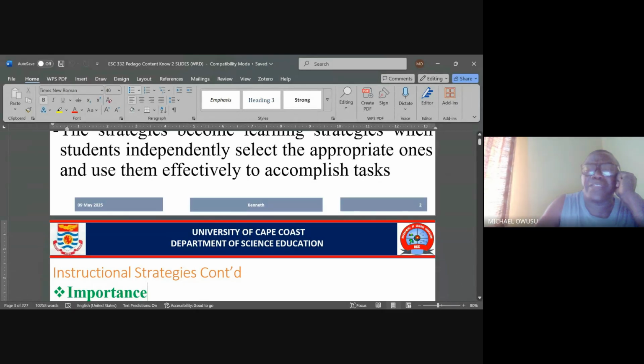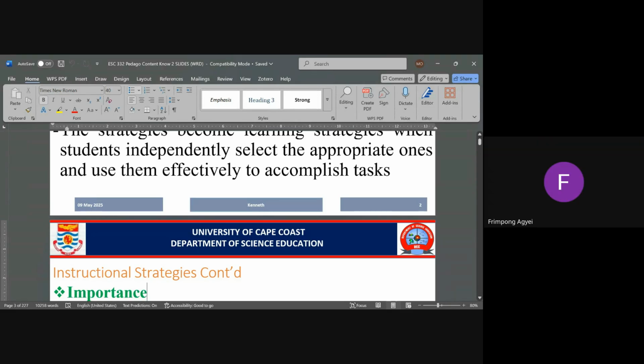Yes, some of the tasks that a student or learner faces at times seem difficult to even understand, but if you adopt a strategy that you think is appropriate for you, you can easily achieve it by yourself, in a simple way. So it helps the student to acquire and understand and know what to do in the classroom.